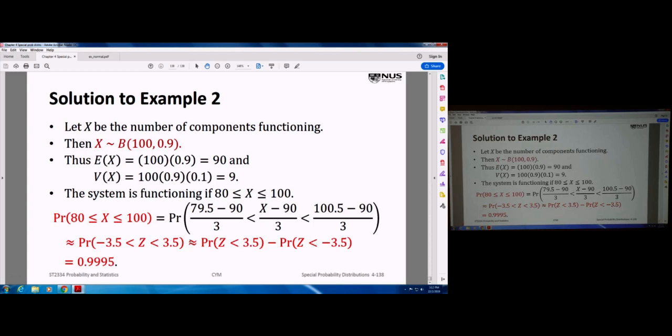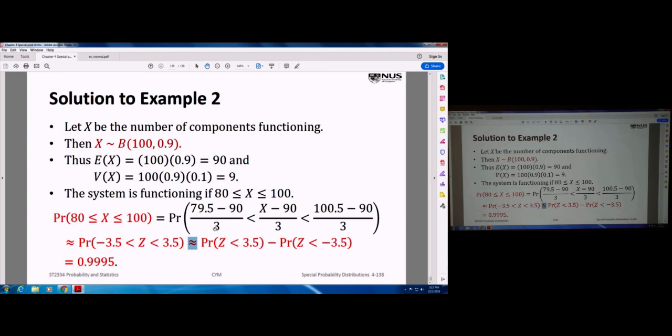By the way, there's no approximate sign here; this is not an approximation, it's a typo. The probability we want is roughly equal to this, thanks to our Gaussian approximation, and this one is exact. So the probability of Z between minus 3.5 and 3.5, from the tables, is very high. Basically, 3.5 is here and minus 3.5 is here, so this probability in the middle is huge, almost 1. So the chance that this system functions is 0.995.